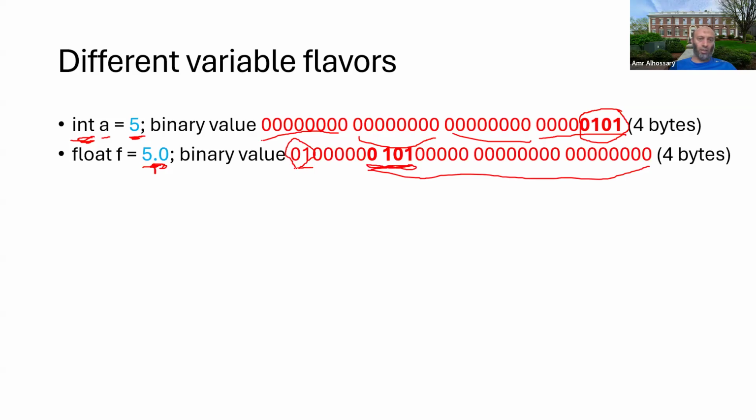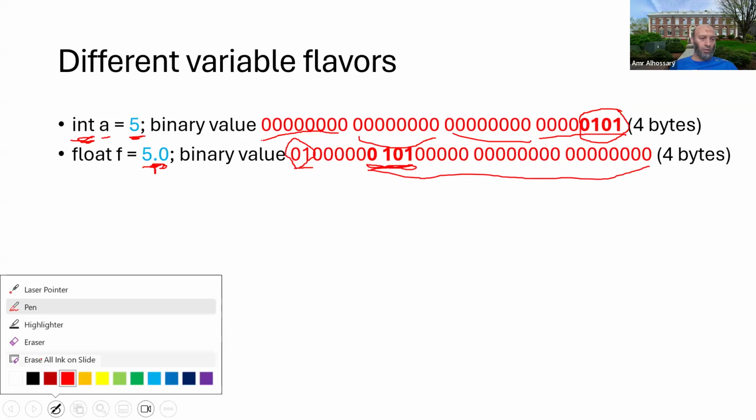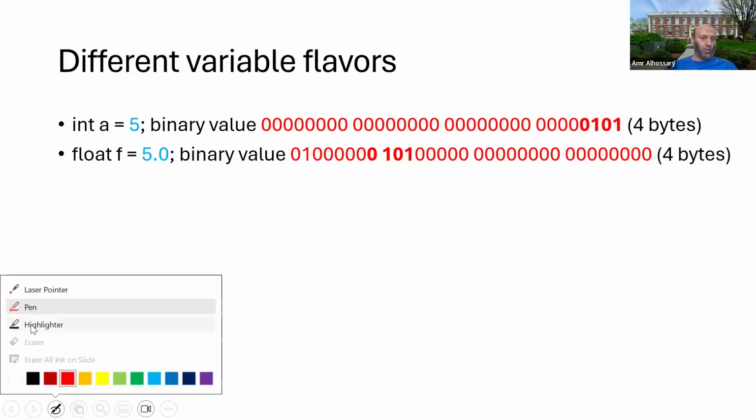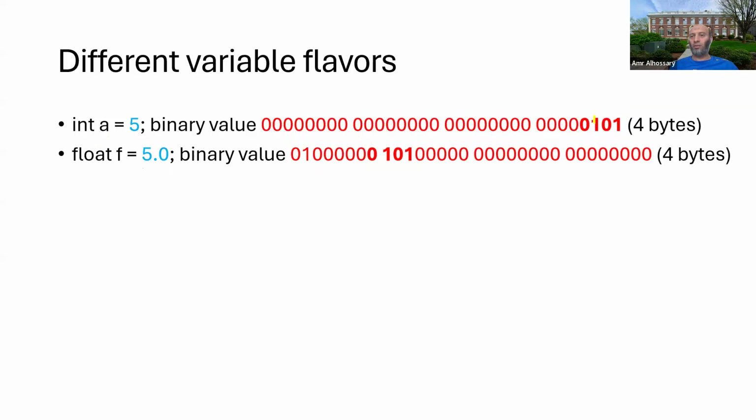Let me use another color because these are all reds. Erase, blank slide, and use highlighter. We have 0101. This is 5 in the integer format. This is 5 in the floating point format. Here we have 1 standing for the power.